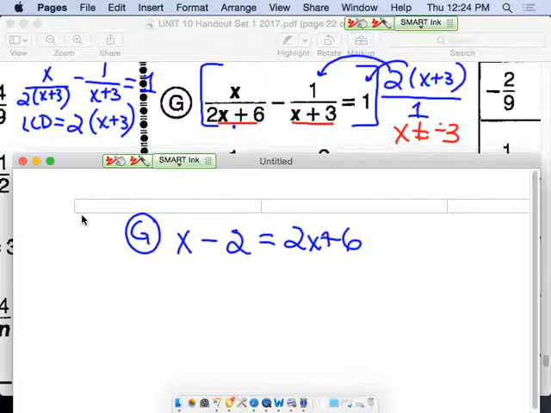So let's go back and solve this. If I'm going to subtract 6 from both sides, x is -8. x is -8, and x is not allowed to equal -3, so I'm cleared on that one. Let's go on and look at the second problem.